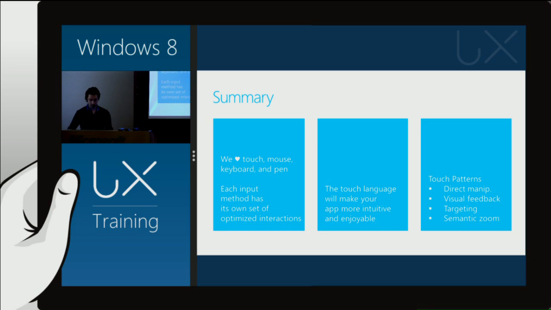Use the touch language in your app to make it more intuitive and enjoyable to use so that you can focus on what your app is really great at instead of reinventing new touch interactions. And then look at these touch patterns later if you need some help on how to design your app. We talked a lot about direct manipulation today, the visual feedback, targeting guidelines, and semantic zoom.